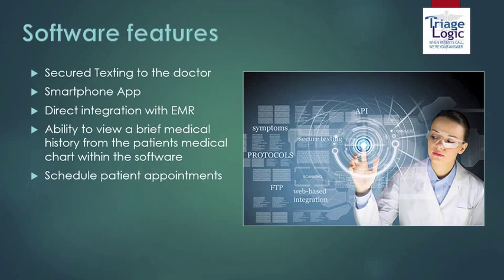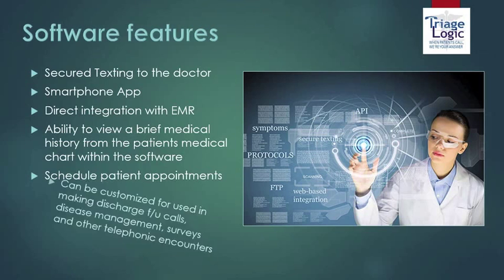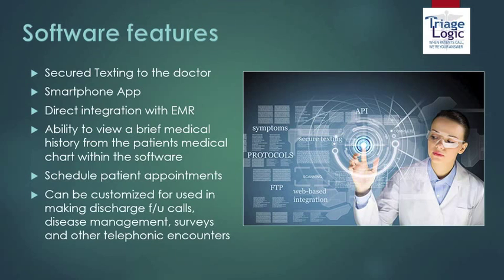Nurse triage call centers can also work to prevent hospital readmissions. They can do follow-up calls after patients are discharged from the hospital or after surgery. They can manage chronic diseases such as diabetes, asthma, and heart disease, and they can perform surveys or other functions that can be done over the telephone.